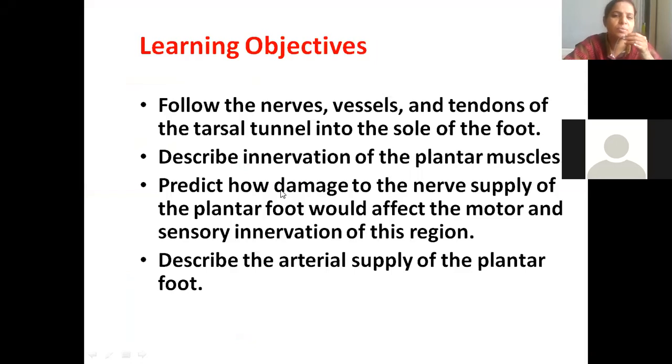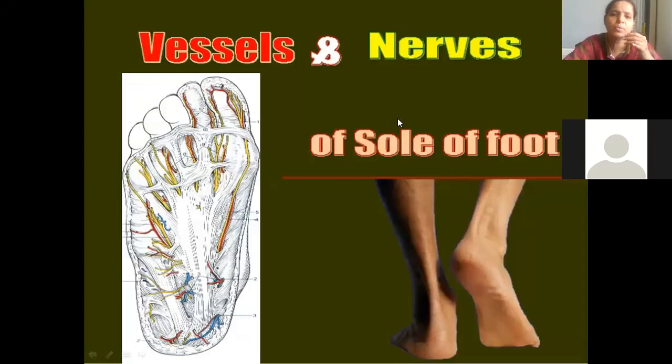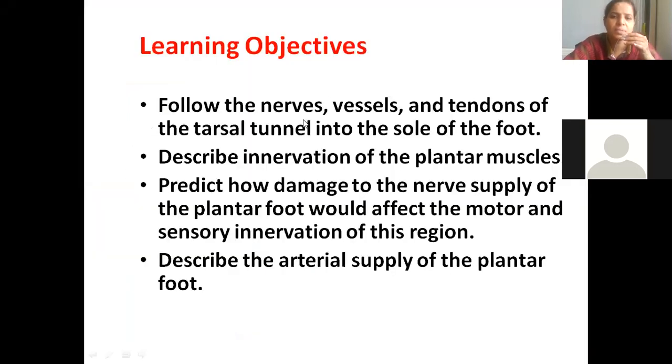Without knowing the muscles, you will not be able to understand the course of these vessels and nerves. So we will see the vessels, nerves and tendons of the tarsal tunnel. That means we have seen which tendons have passed through the posterior and lateral compartment to enter into the sole: tibialis posterior, flexor digitorum longus, flexor hallucis longus, and peroneus longus. Four tendons have entered from different compartments into the sole, isn't it? So we will see now.